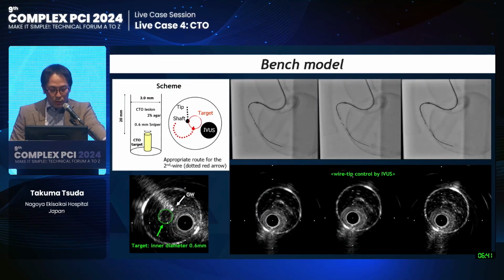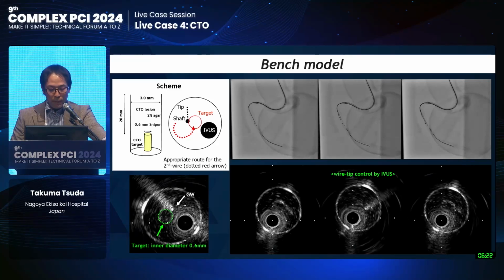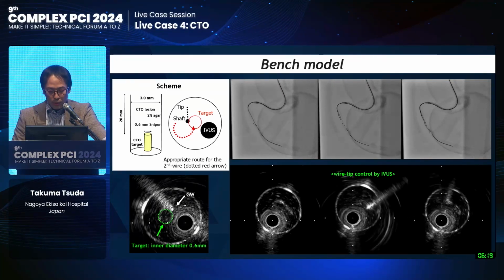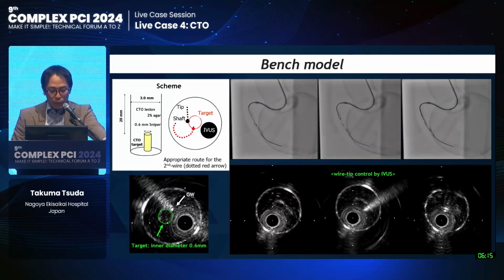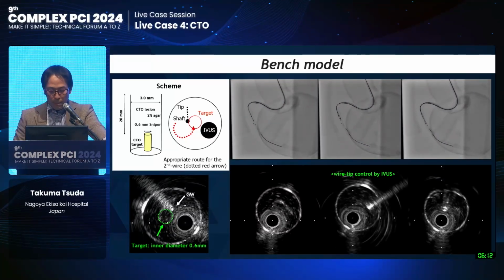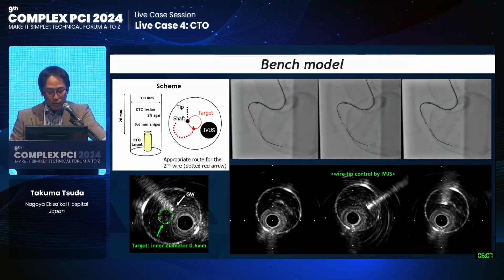So, as you know, this bench model clearly demonstrates the utility and the efficacy of the tip detection method. Actually, this green target is only 0.6 millimeter. It's a real insert needle inside the CTO. However, by using the tip detection, the guide wire of the antegrade wire was well controlled to hit the retrograde insert needle like this.